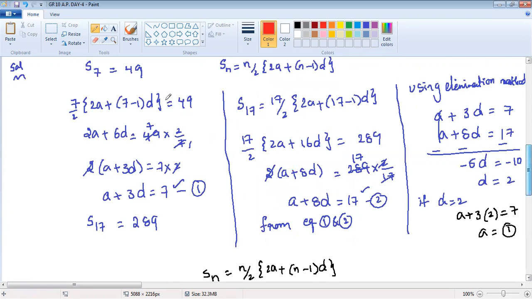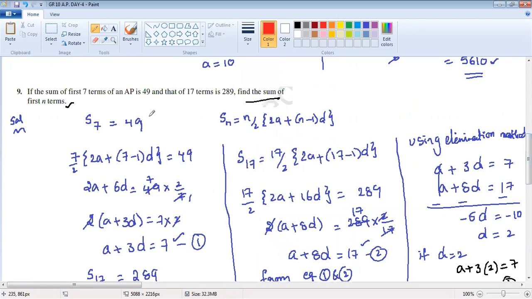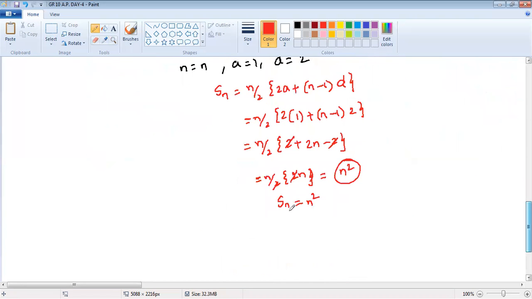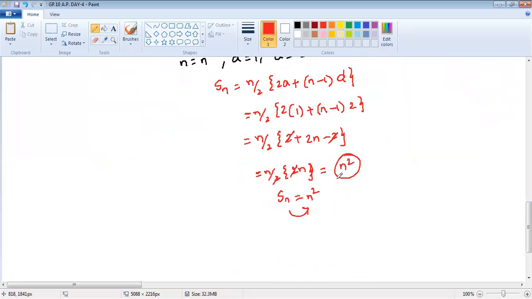See, we can confirm from here. S7 is 49, which we can write as 7 square. And this 289, which we can write as 17 square. Whatever number we are taking, that square only we are getting. Here 7 square. So similarly, if you take n, we are getting n square. So this is one type of cross checking.